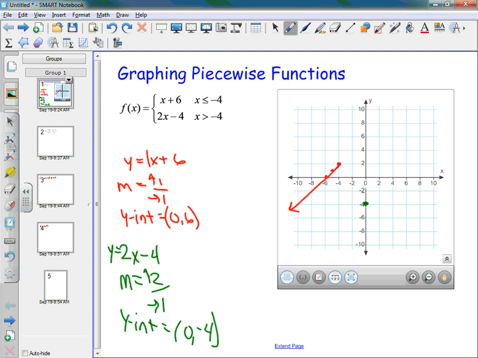At the point 0, negative 4, from there I'm going to go up 2 units to the right 1, up 2 units to the right 1, up 2 to the right 1. Do we all see that? I'm going to go down 2 units to the left 1, down to the left, down to the left. Okay? Do we all see the line? Okay? So now at this point, I'm going to connect those dots.